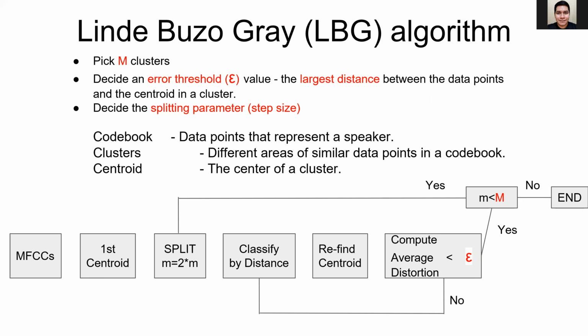Codebook, clusters, and centroids are the definitions that are used in the LBG algorithm. We use MFCCs to generate a codebook for each speaker. We pick M clusters to generate in a codebook. Each cluster has a centroid, and a centroid is a data point at the center of a cluster. And a centroid is also a feature codebook of a speaker.